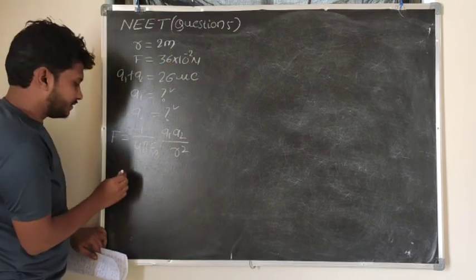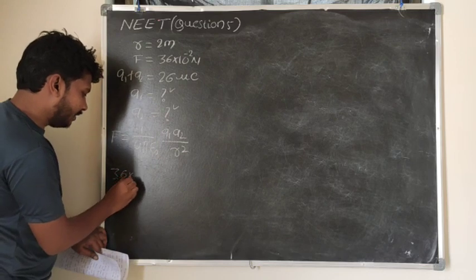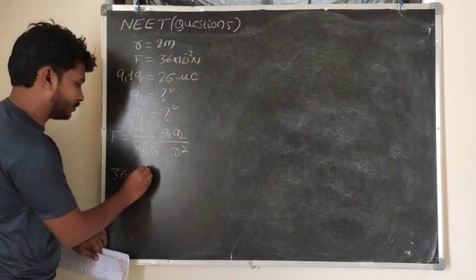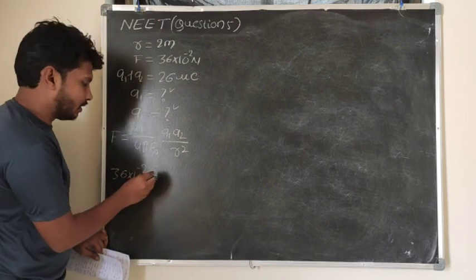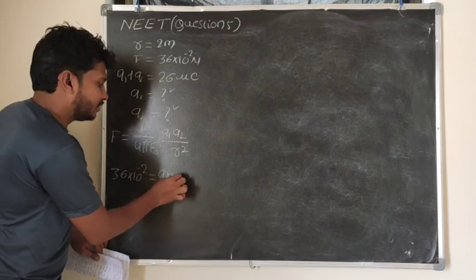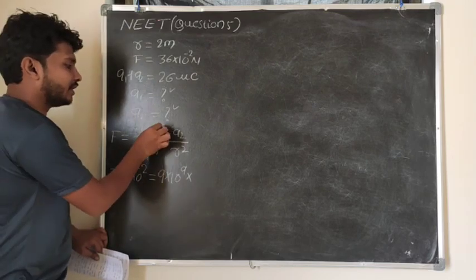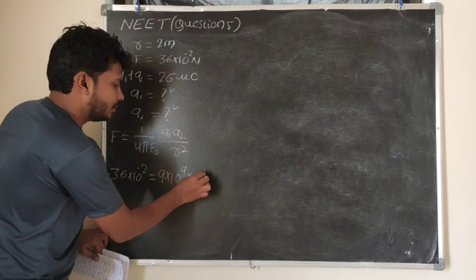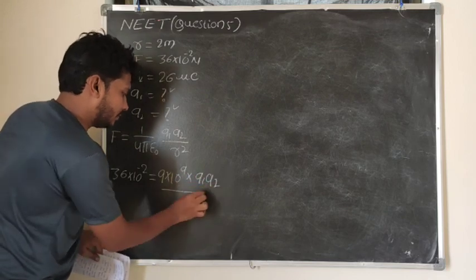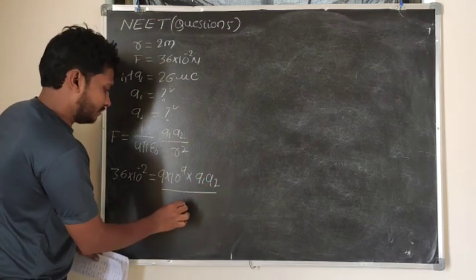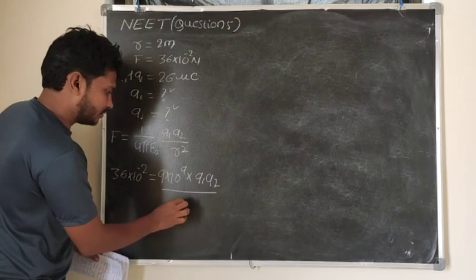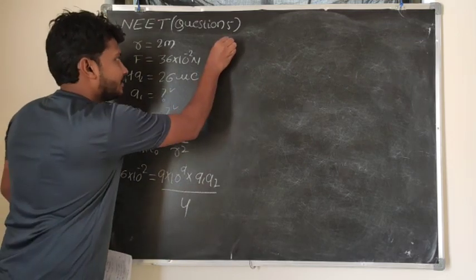Here the force value is 36 into 10 to the power of minus 2. 1 by 4 pi epsilon naught value is 9 into 10 to the power of 9. First I will calculate the Q1 into Q2 value, from Q1 into Q2 by R square. The R value is 2 meters.